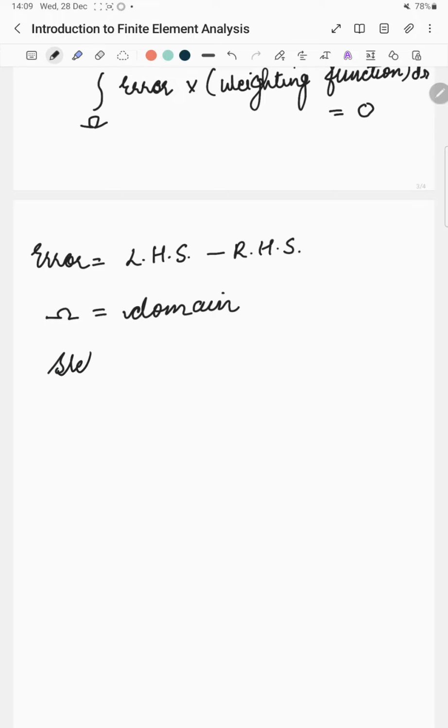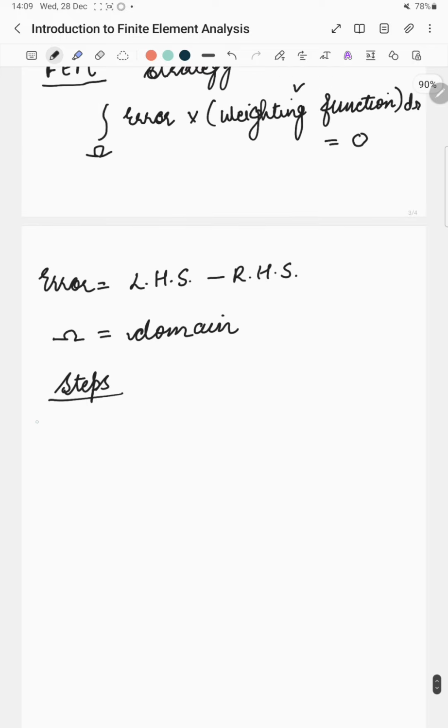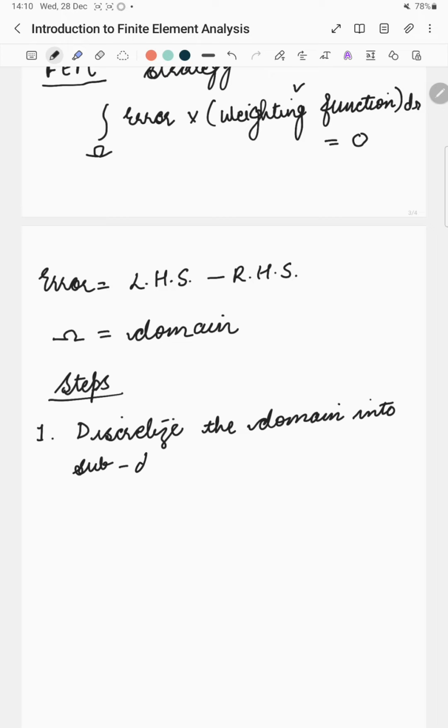Moving on to the steps involved in solving a differential equation using finite element method. So the first step is to discretize the domain into subdomains or elements.